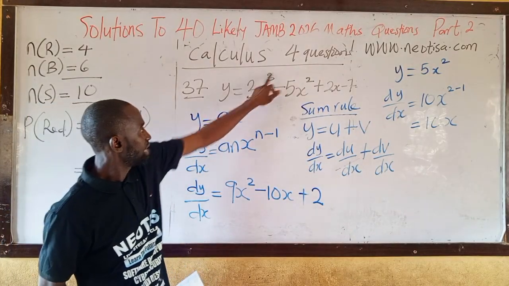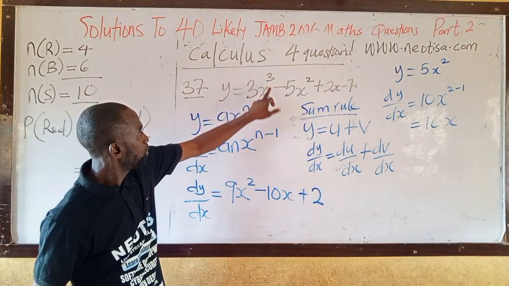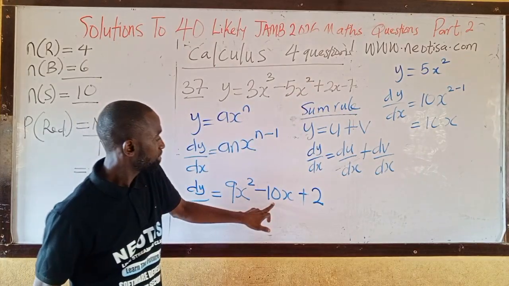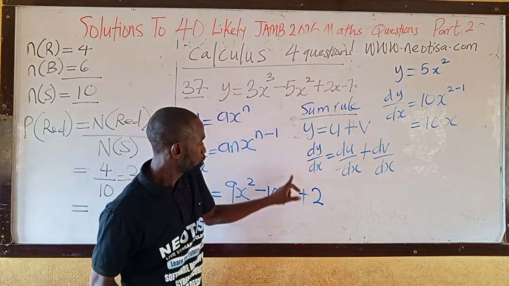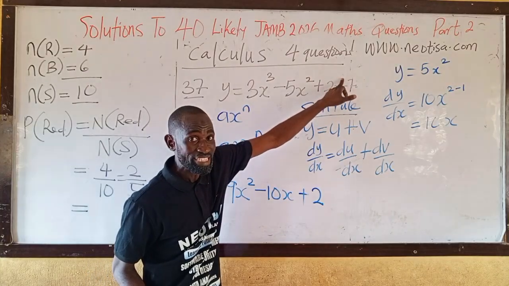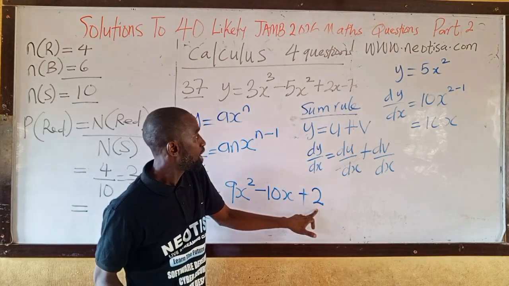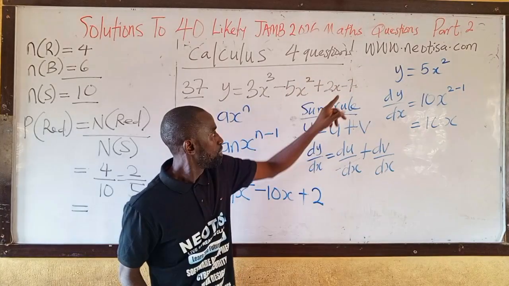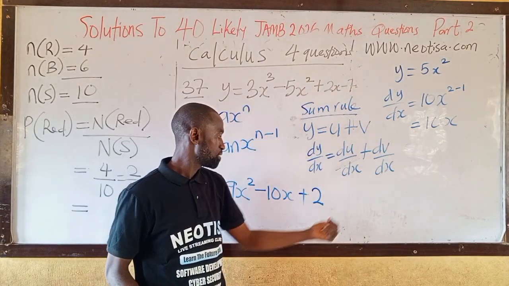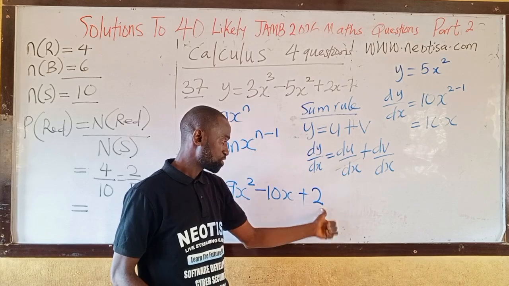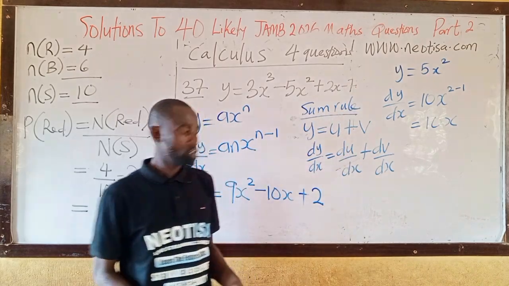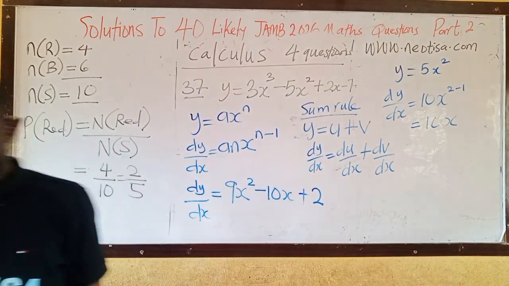So it will be 3 times 3, 9, x to the power 3 minus 1, which is 2. Then 2 times minus 5 is minus 10, x to the power 2 minus 1, which is 1. Then 1 times 2 is 2, x to the power 1 minus 1, which is 0, and x to the power 0 is 1, so I don't have anything there, just an ordinary 2. A constant, when you differentiate it, you have 0.